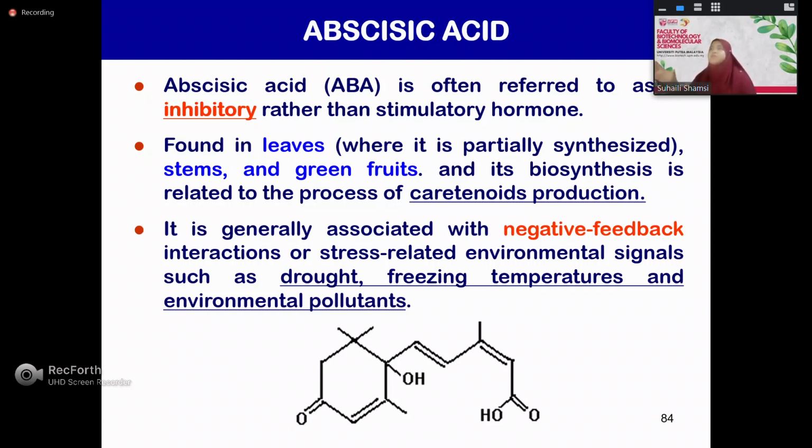So what does abscisic acid do as a defense mechanism in extreme conditions? And this is how it looks, the abscisic acid. Okay, so we can see the carboxylic acid group. That's why it is in acidic form. All right, in acid form.